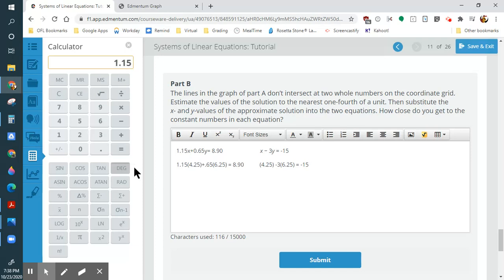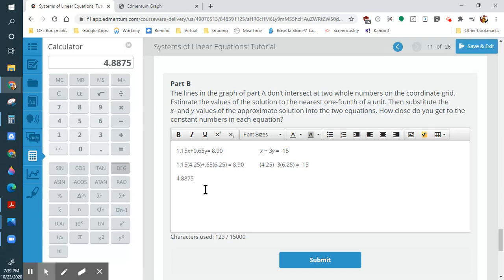So 1.15 times 4.25. And I'm using the buttons on my keyboard to solve this. So we can approximate this to basically be 4.9. What I'm doing here is I'm basically just figuring out this part right here. So that's where I get that 4.9. So when I plug this in, I'm going to say this is 4.9.